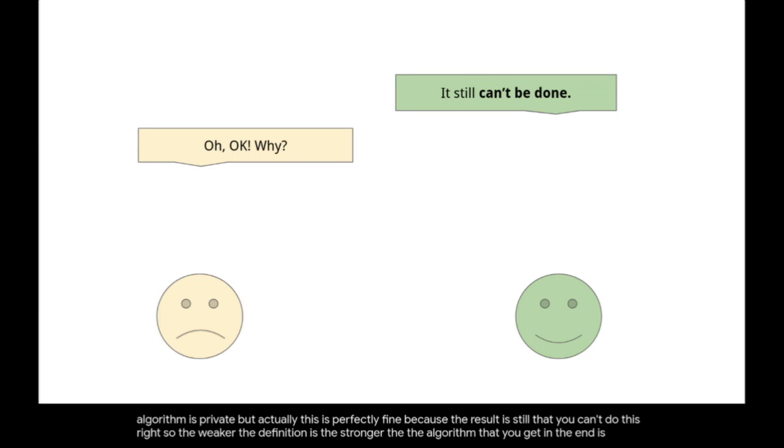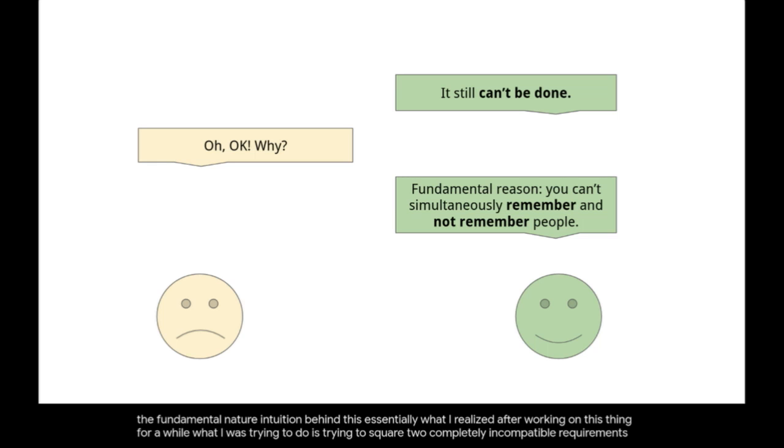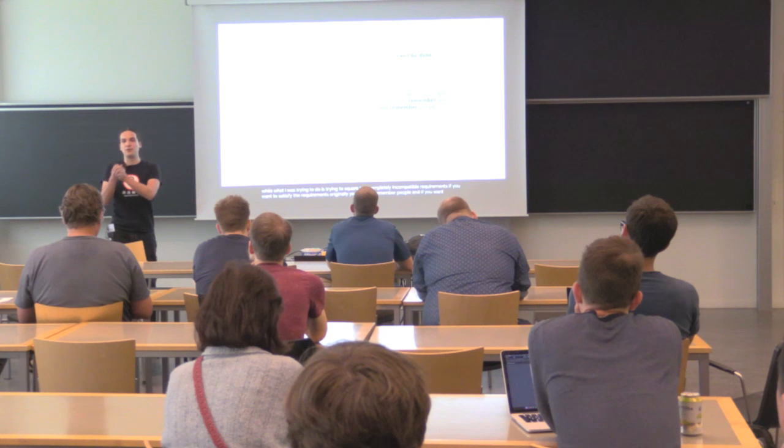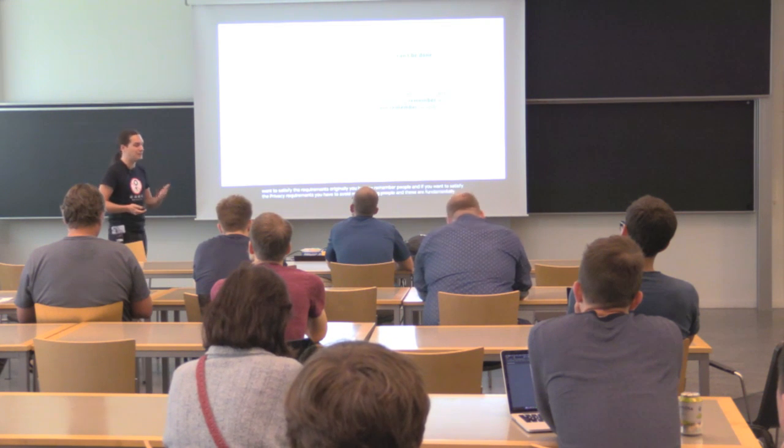So that's interesting. What's the fundamental intuition behind this? Essentially, what I realized after working on this for a while is that I was trying to square two completely incompatible requirements. If you want to satisfy the accuracy requirements, you have to remember people. And if you want to satisfy the privacy requirements, you have to avoid remembering people. And these are fundamentally incompatible.